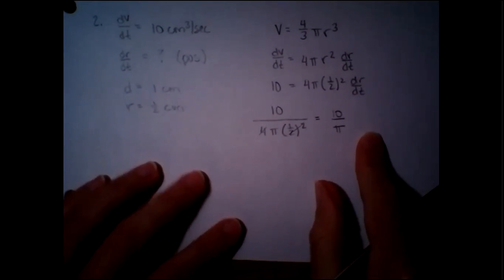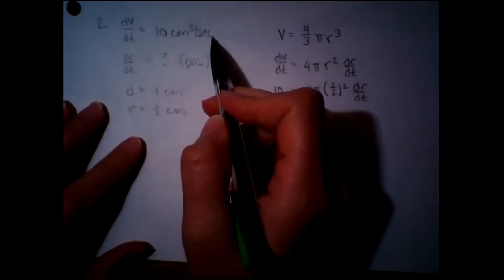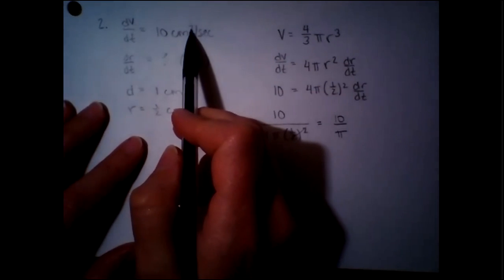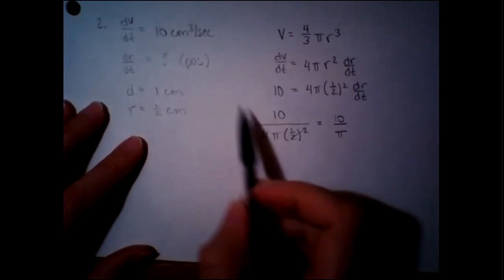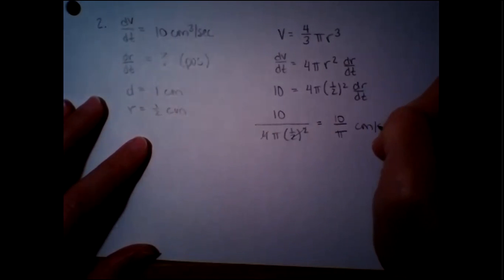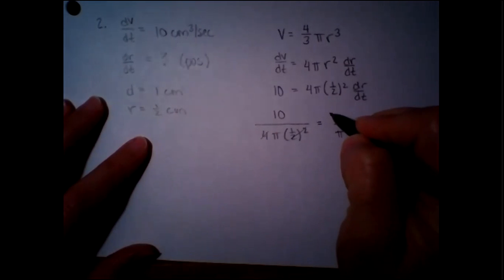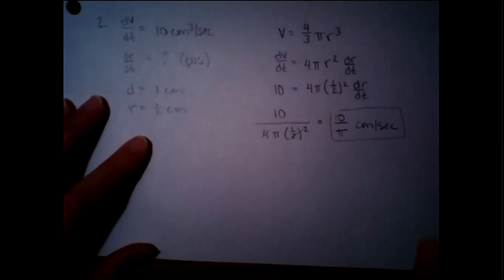And then units, this is also a little tricky. We were given centimeters cubed per second, but the cubed is because that was a rate for a volume. We just found a rate of change of a radius, so ours will just be centimeters per second. Again, squared is for area, cubed is for volume. All right, and we'll do one more and then we'll do another break here.